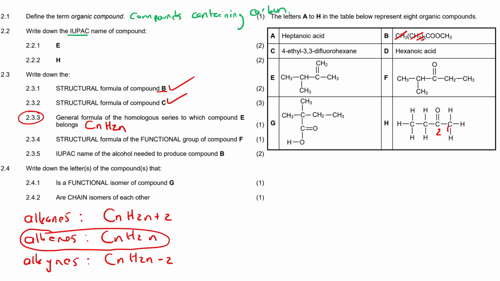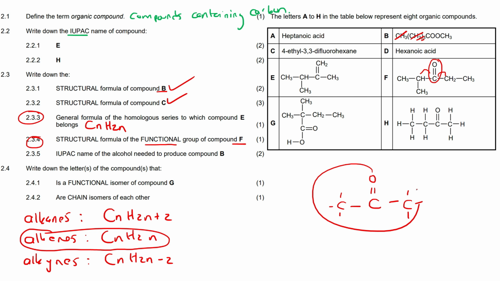This next question says, what is the structural formula for the functional group of F? Okay, so if we look at F, it is a ketone, because you see how it's got a carbon double bond oxygen. Why is it not an aldehyde? Well, because the carbon double bond oxygen is in between 2 carbons. So when you do the functional group, it's not enough to just do that. You have to show that it's a carbon and a carbon on the other sides of this carbon. And so this is the answer.